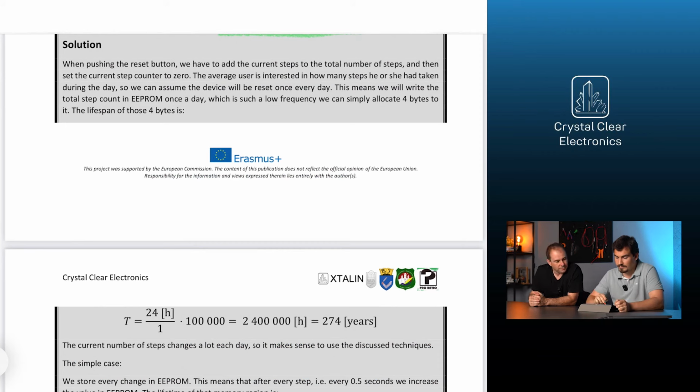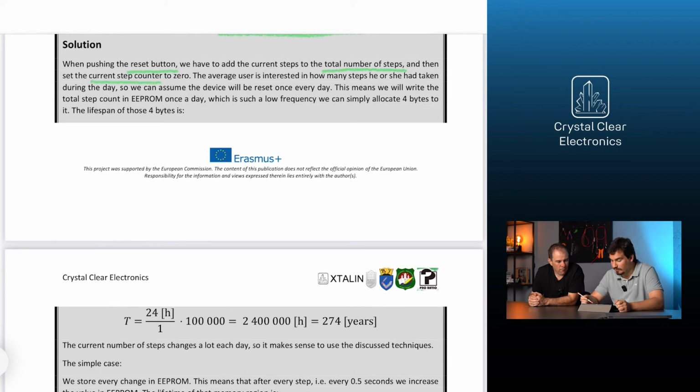And then we will continue with the solution 3, 2, 1. Let's first look at the total number of steps. When pushing the reset button, we have to add the current steps to the total number of steps, and then set the current step counter to 0.